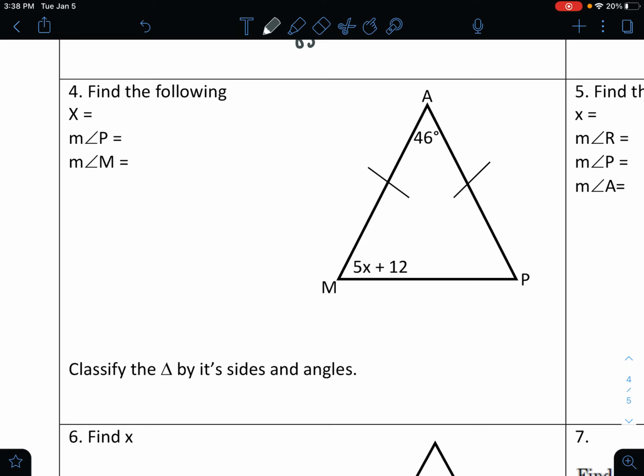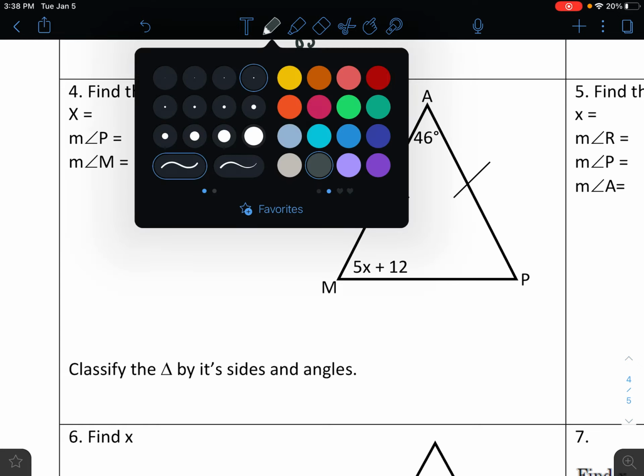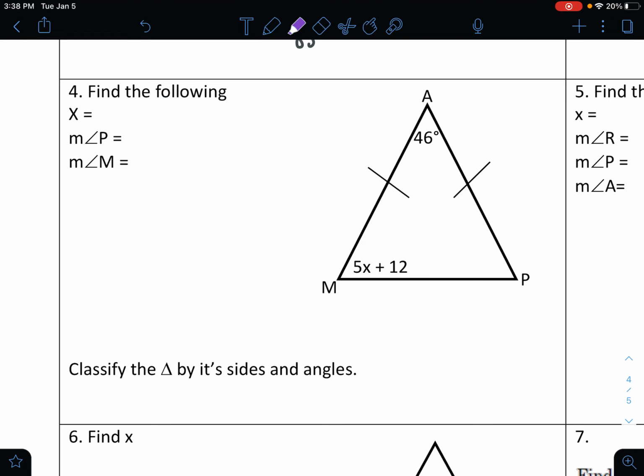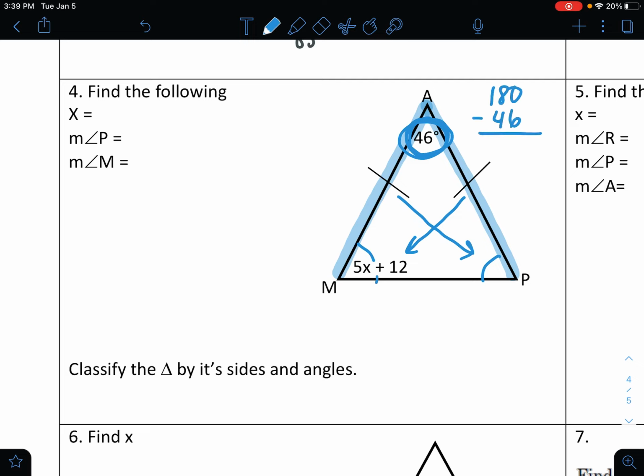All right, find the following. So same situation. Now I noticed right away that these two sides are congruent. So this is an isosceles triangle, which also means that these two angles here and here are also congruent. Since we know that, this is going to take a little bit of finagling, but this 46, we're going to have to take that away from 180. So that's going to be what, 134? And then we're going to have to split it in half so we can get the measure of each side, if that makes sense.